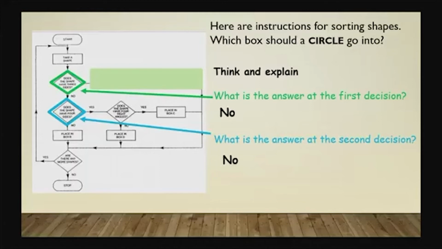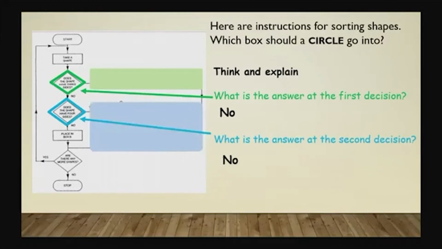So let's start again. Does the shape have 3 sides? No. Does the shape have 4 sides? No. And then, because we said no, then we would place it in box B. This was simple and straightforward.